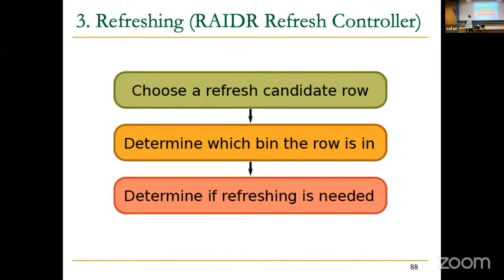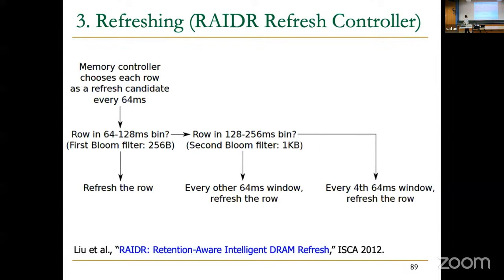So what we need to do for Raider, going back to Raider, is choose a refresh candidate row, determine which bin the row is in, and determine if refreshing is needed. Okay, so this is how the mechanism works. The memory controller chooses each row as a refresh candidate. In Raider's case, we need to handle rows one by one from the memory controller if we implement Raider in the memory controller, instead of just sending refresh commands. So the memory controller chooses what row to refresh, and then it tests if the row is a member of the set of the 64 to 128 millisecond bin. If the row exists in this set, then it refreshes the row, right? And if it does not exist in the set, then it tests another set.